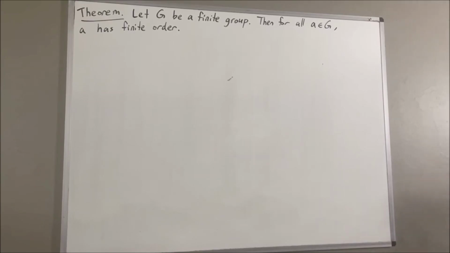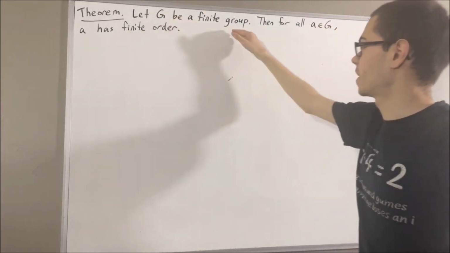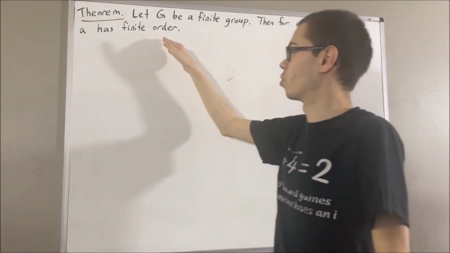Hello! In this video, we are going to prove the following theorem. Let G be a finite group. Then for all elements A in G, A has finite order.